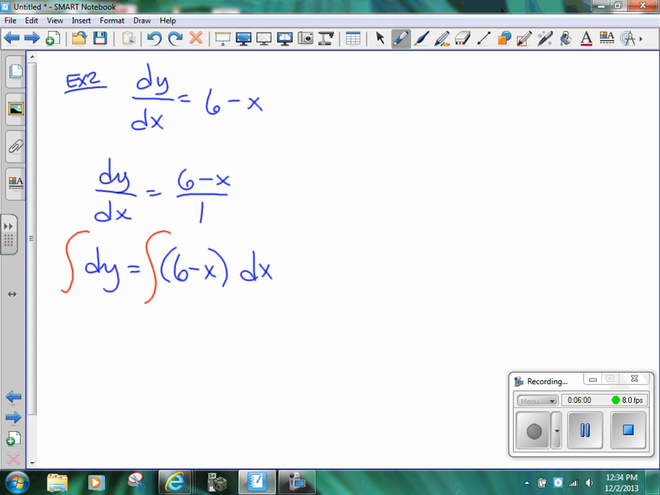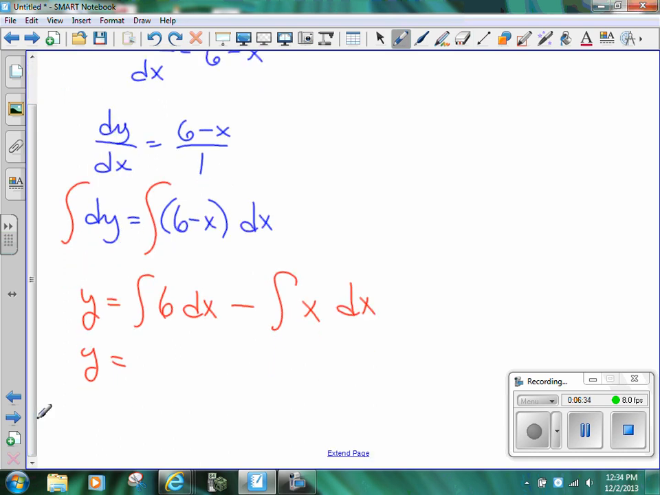What are you seeing? The left side's easy, right? Because I'm actually integrating 1 to get y. What about 6 minus x? And I shouldn't have put it in parentheses. Can I integrate each piece? I know y'all love when I do this. You're welcome. I don't need that negative x, though. I need to be positive x.